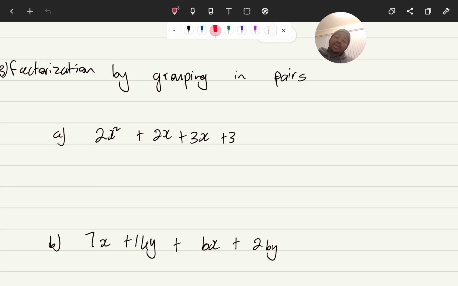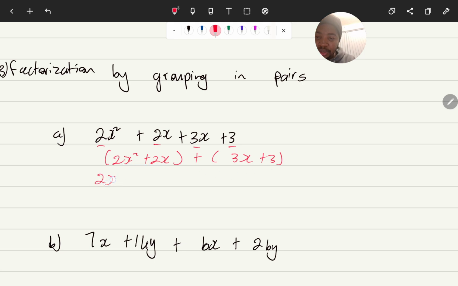So this one, how does it work? This one, I have put it in order, so we don't have to do any rearrangement. We already see we have 2, 2, we have 3, 3. So it's perfect. And even it's all pluses. There is no minus, which makes it even more perfect. So here, you're going to group 2x squared plus 2x plus 3x plus 3. Take out common factor in each bracket.